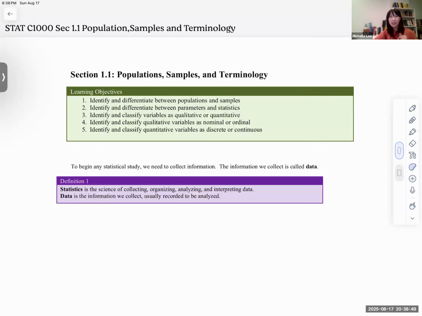Hello everyone. This is a statistics course, section 1.1. We are going to learn about population, samples, and terminology. We have the learning objectives here.